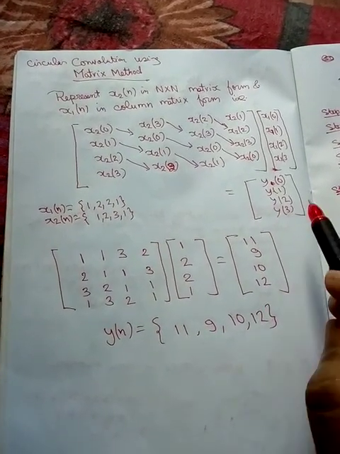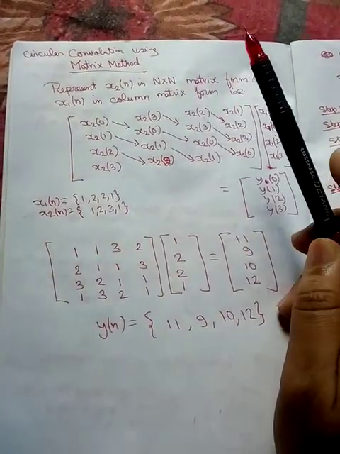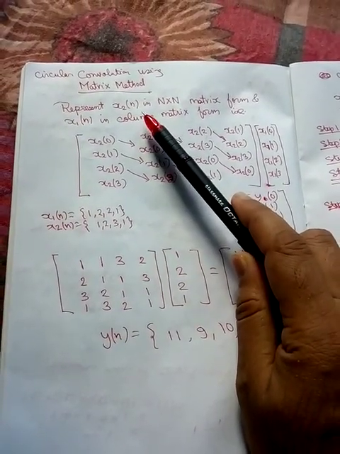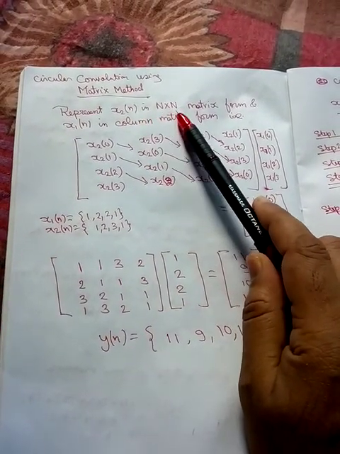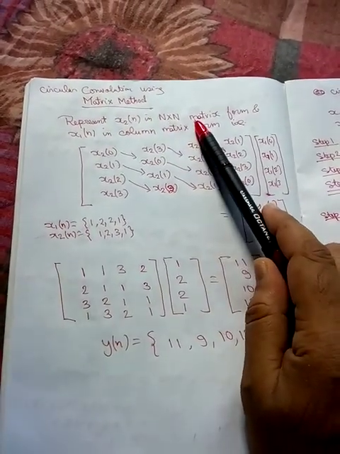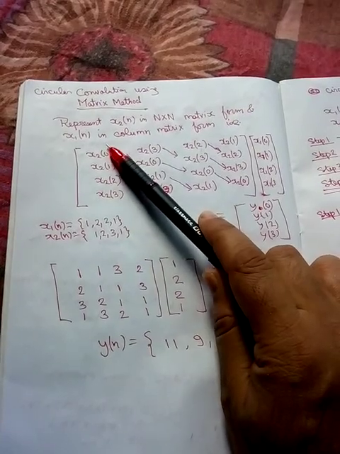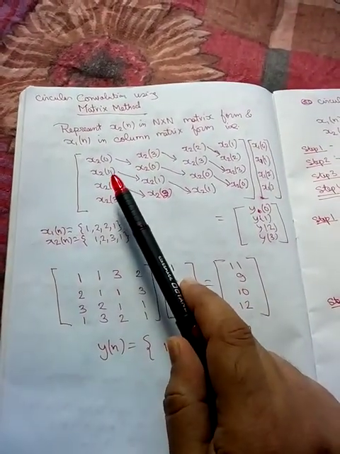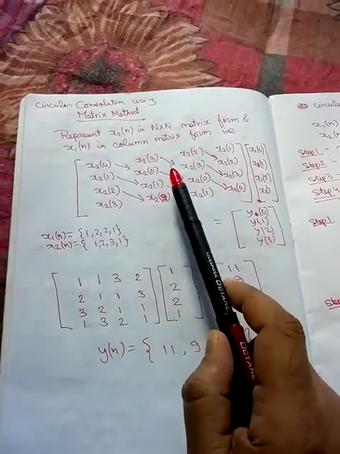Next topic is circular convolution using matrix method. In this method, first of all we have to arrange the second sequence, that is x2, in an n cross n matrix. If the number of elements is 4, then it is a 4 cross 4 matrix, and the first sequence we have to arrange in a column matrix. So here is how we have to arrange the elements of the n cross n matrix.